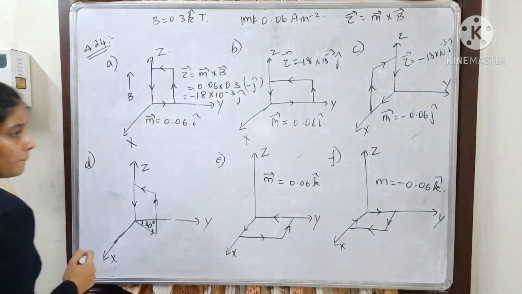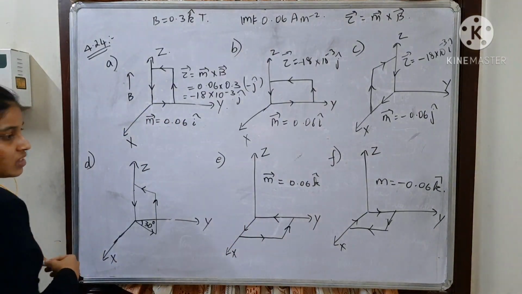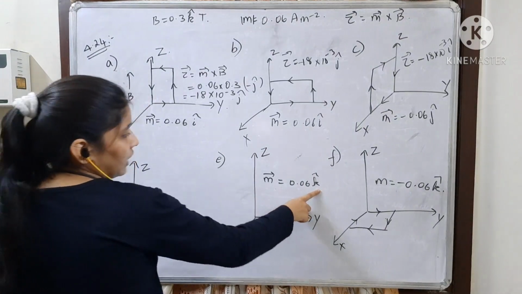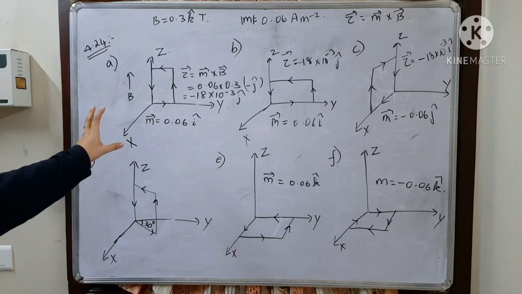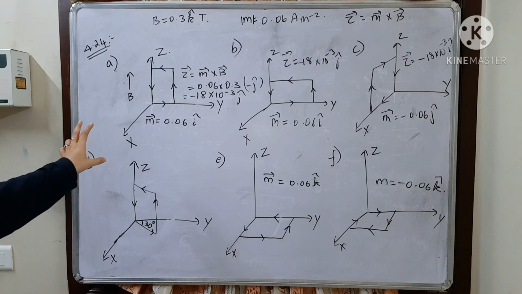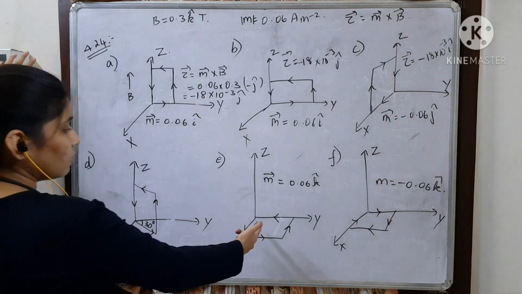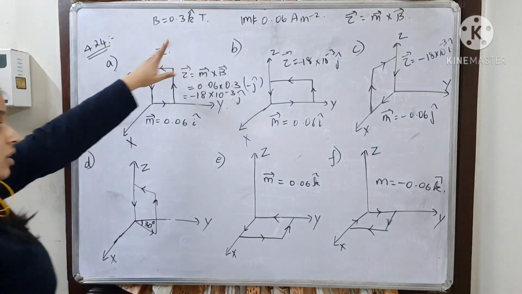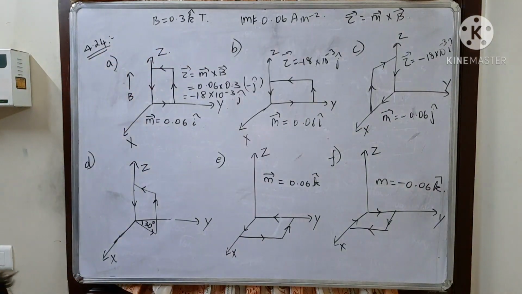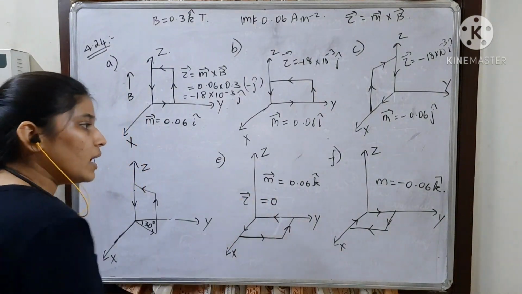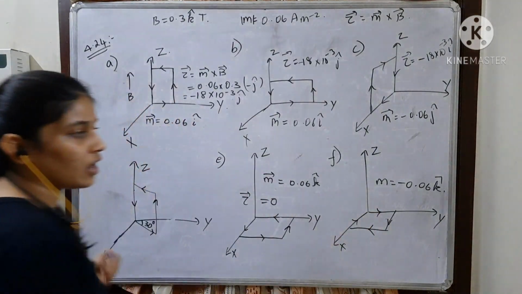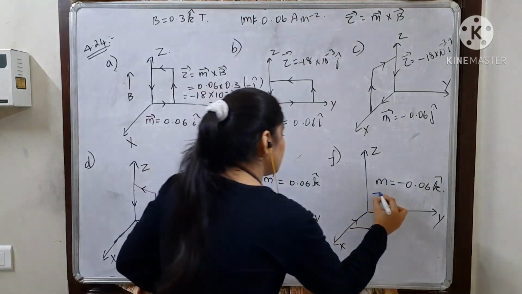So what about this one? So here you are having the torque, this is k. Here we have to do k cross k. Okay, so what is k cross k? k cross k is equal to 0. Okay, so here in this case the torque is equal to 0, and in this case also you have minus k cross k, so that is also equal to 0.